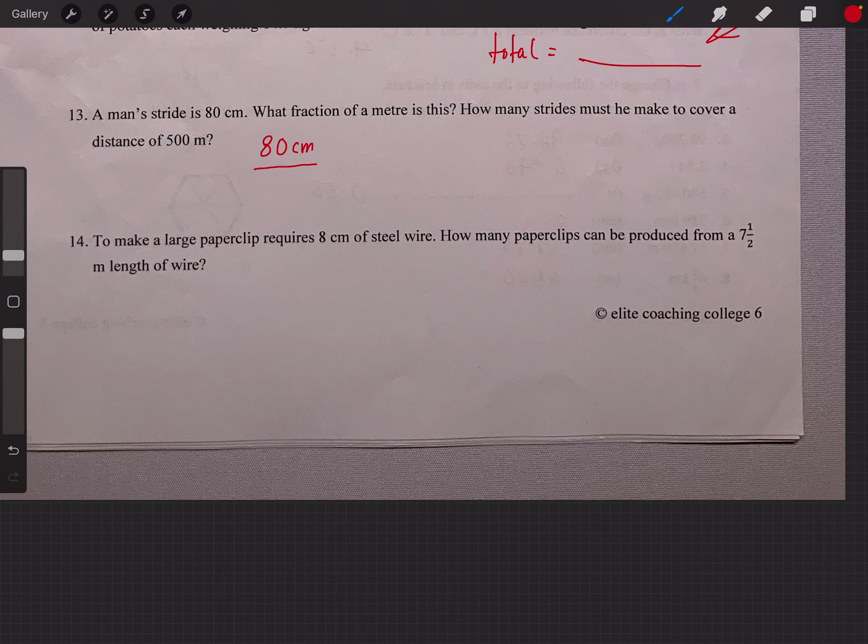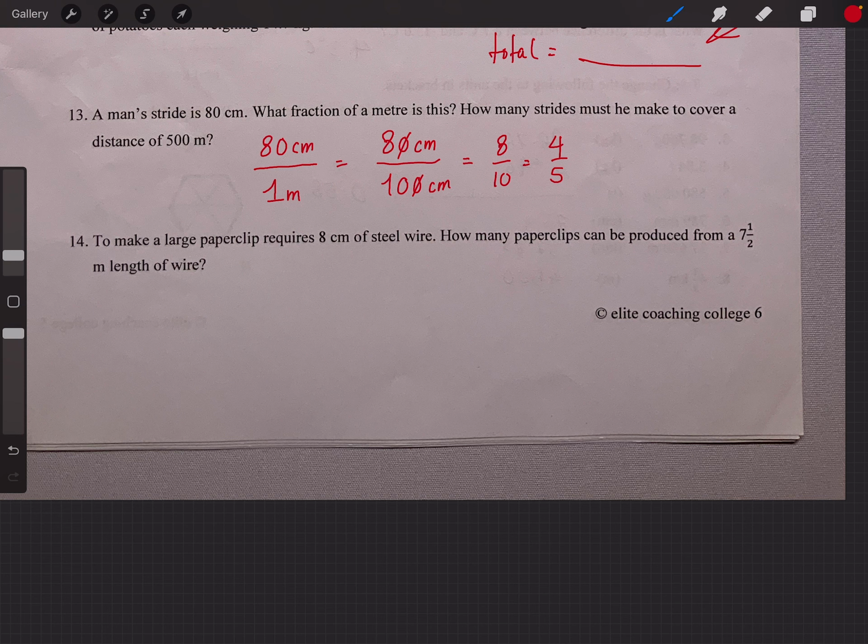And we're comparing. And to compare this, you have to make them both the same units. At the moment, the top one is centimeters, the bottom one is meters. So let's make them both centimeters. So 80 centimeters over how many centimeters in a meter? 100. So now we can compare them. 80 to 100. Let's cross out the zeros, and you have 8 over 10. We're going to simplify that, you get 4 over 5. So that means each step of the man is 4/5 of a meter.